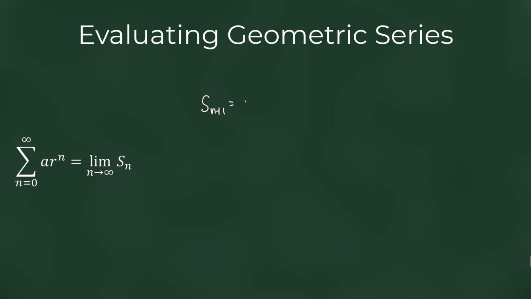So we're going to get a times r to the 0 plus a times r to the first plus all the way out to a times r to the n. We stop at n because we're including the 0 term, so that's n plus 1 terms. Now, notice that the first term is just a, and then we have a times r to the first plus all the way out to a r to the n. We're going to do something clever here. We're going to factor out an r.